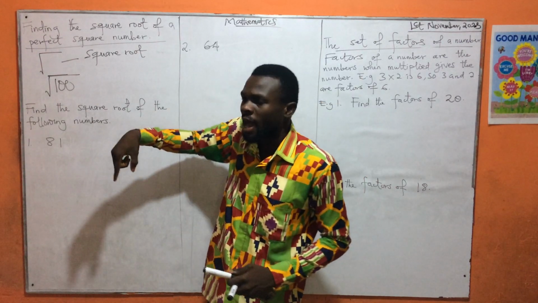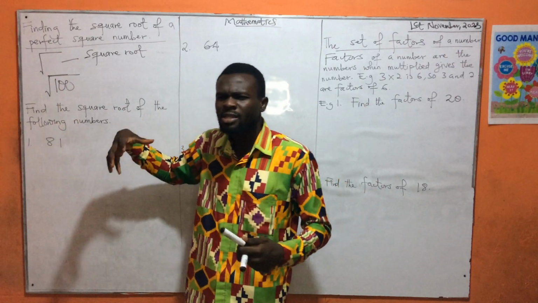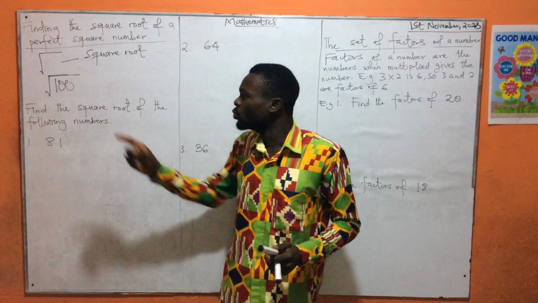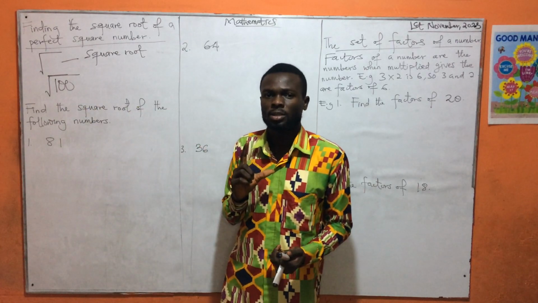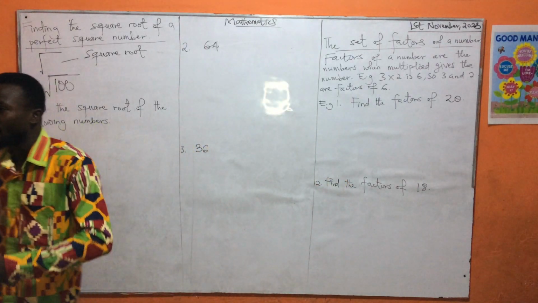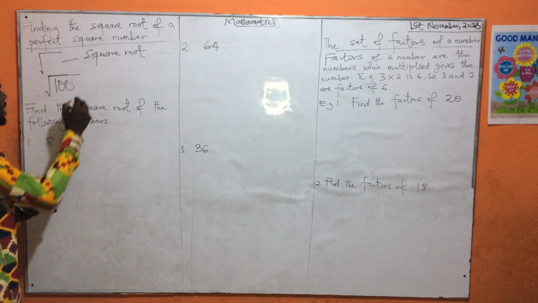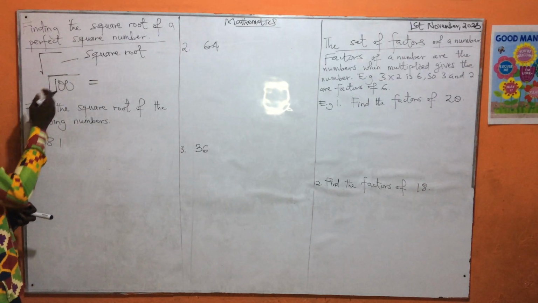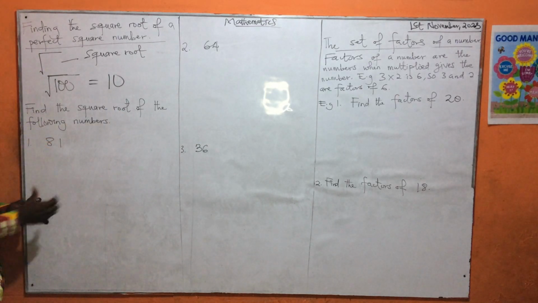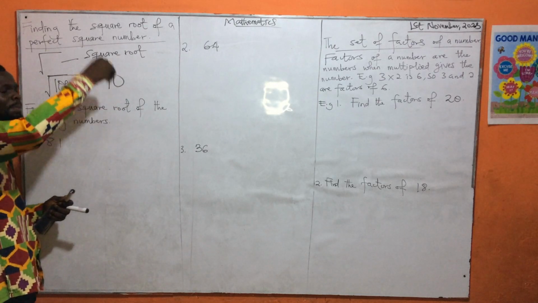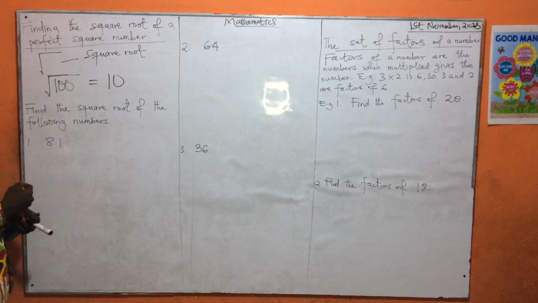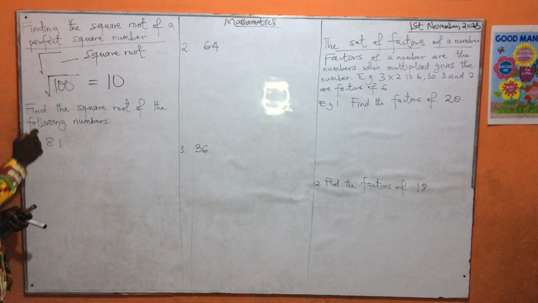So once I've been given something like this, ask yourself, what number times itself will give me the value in the square root? So we all know that multiplying 10 by itself will give us the number in the square root. So the square root of 100 happens to be 10. It is 10 because if I multiply 10 by itself, it will give me 100.